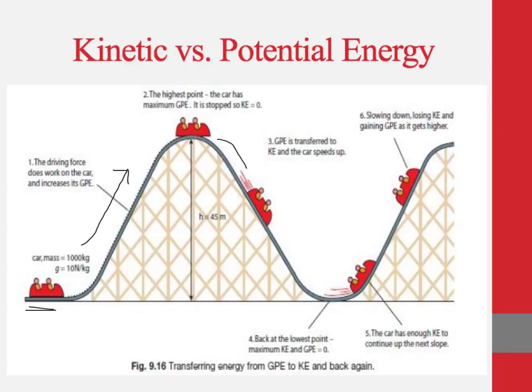As it starts to come down over here, the gravitational potential energy is transferred to kinetic energy, and the car speeds up. Again, at the lowest point down here, our gravitational potential energy is 0, and the kinetic energy is at its maximum. And then it starts to go up again. So the gravitational potential energy is going to increase, but it's going to lose kinetic energy, because the gravitational potential energy is increasing. So you can see it's a very useful way to explain the differences between the two.